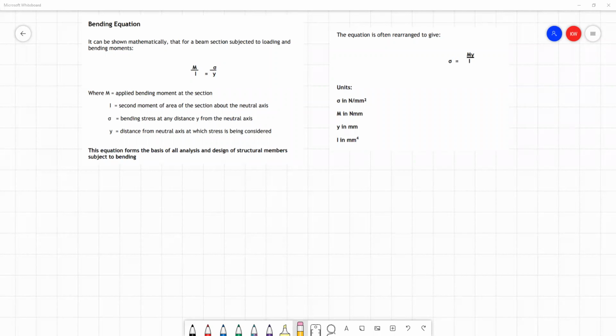In this video, we're going to say a bit about the bending equation. We're also going to do example 1 from page 40 of the course notes. The bending equation is given in this form here.